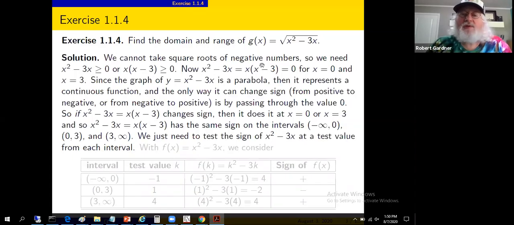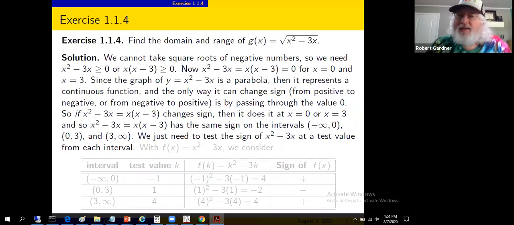Okay, so what's up? What could go wrong? We can't take square roots of negative numbers. Okay, then we need to have that thing under the square root radical to be non-negative. That is, we need x squared minus 3x to be greater than or equal to 0. Let's see what the implication is there. Okay, we'll factor it as x times (x minus 3) greater than or equal to 0.